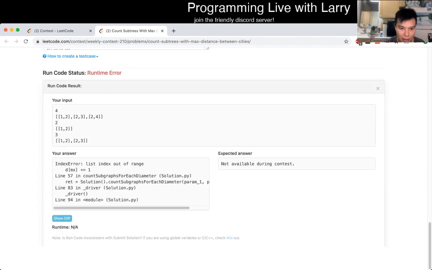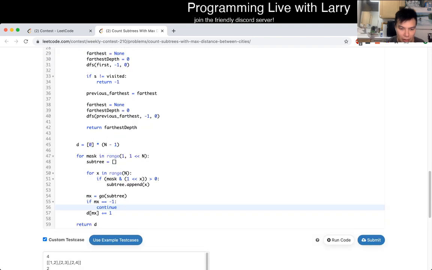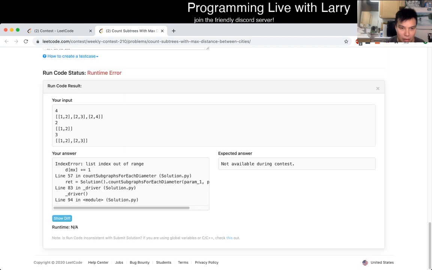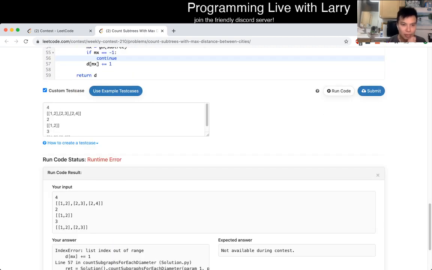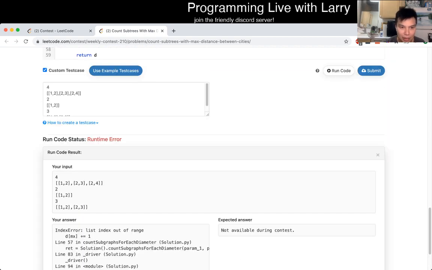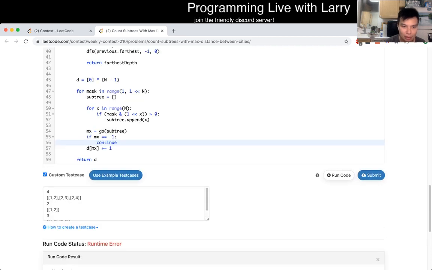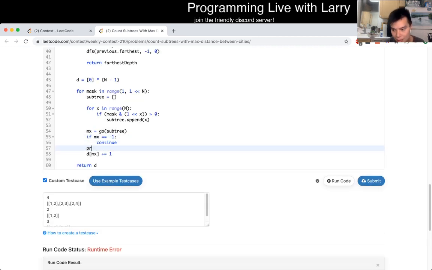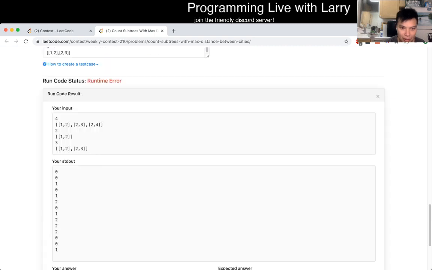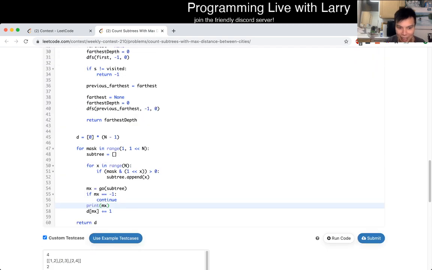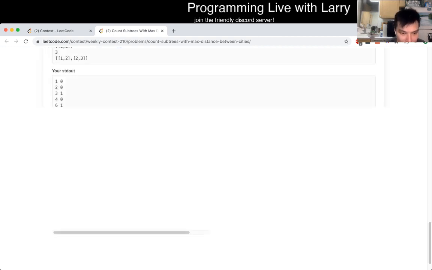List out of range. What? That doesn't work. Why? Debugging is so expensive. That's the sad part, is that I know how. I mean, I've been knowing how to do this. It's just that I'm not doing it.